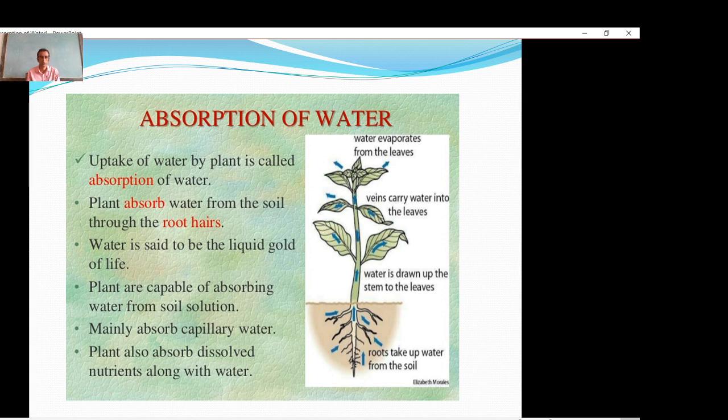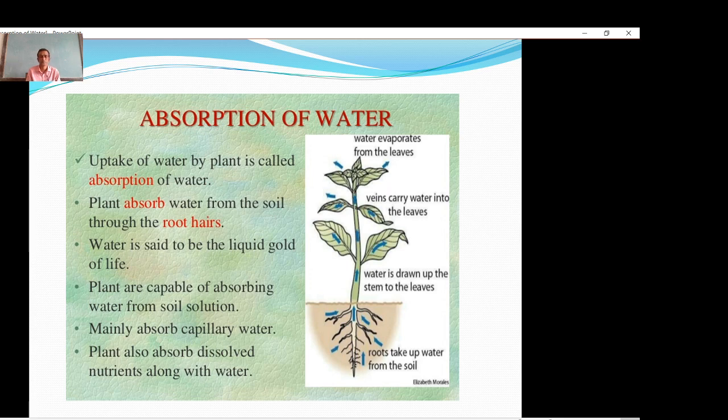In the first topic of this chapter, we saw that minerals are dissolved in the water in the soil. This mixture of water and minerals is absorbed through the root hair for the plant's growth and development. Mainly, plants absorb capillary water, the water present around the soil particles. The plant also absorbs dissolved nutrients along with the water. When a nutrient is present in dissolved form, it is absorbed by the plant.